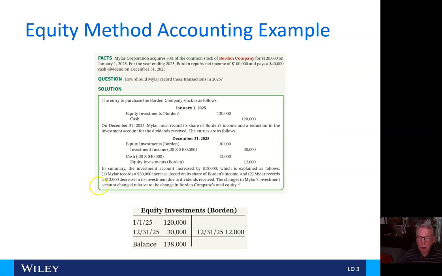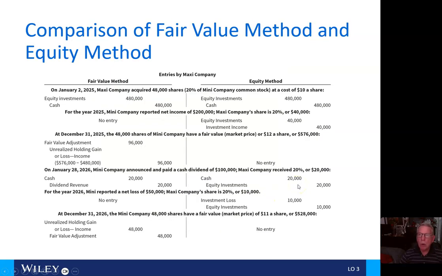The changes in Mylar's investment account changed relative to the change in Borden's company's total equity. And this shows the T account for the equity investments, resulting in a balance of $138,000. That looks like a good place to stop this video. And when we continue, we'll move on from there.